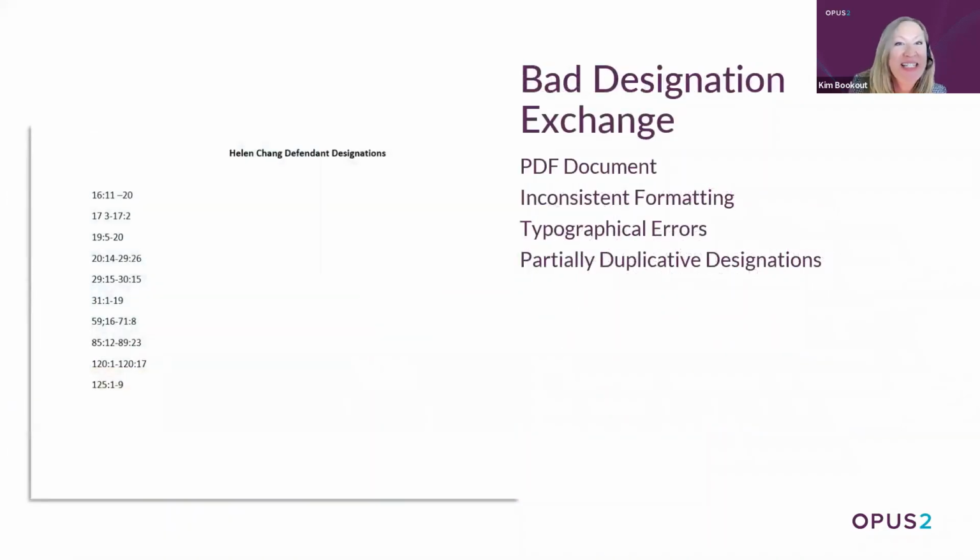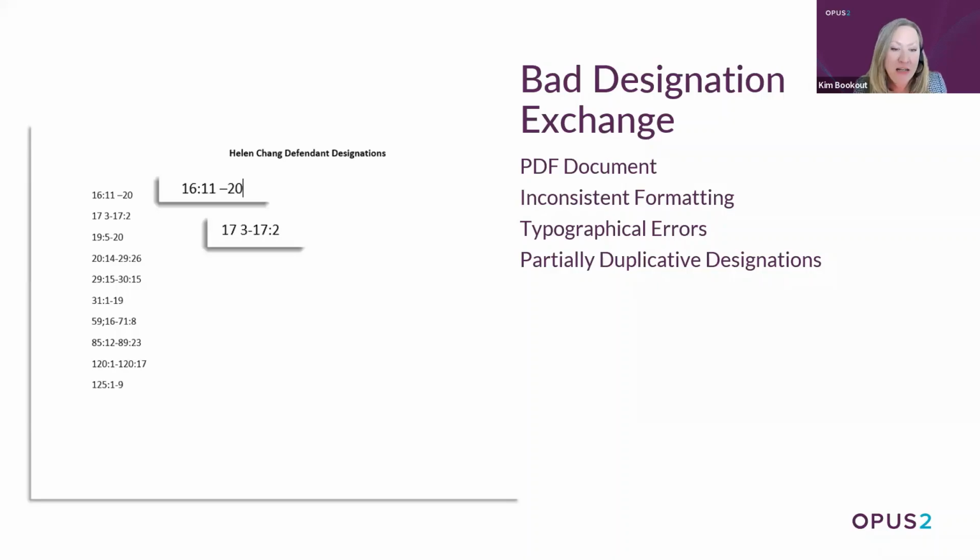Okay, so these are some good examples of bad exchanges, I guess I should say. And this one is probably the most common. It's just somebody has sent a PDF document letting you know what they intend to play. Well, the problem with this is that you have very inconsistent identification. So here I've got a page line, and then I've got a space and a dash, and then end line.